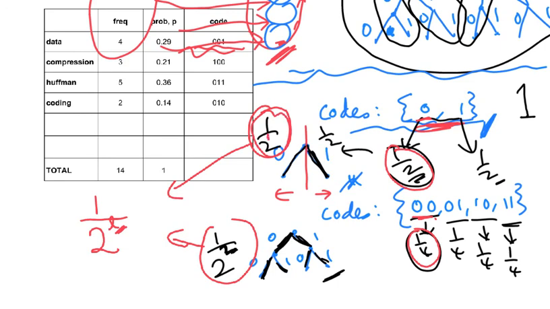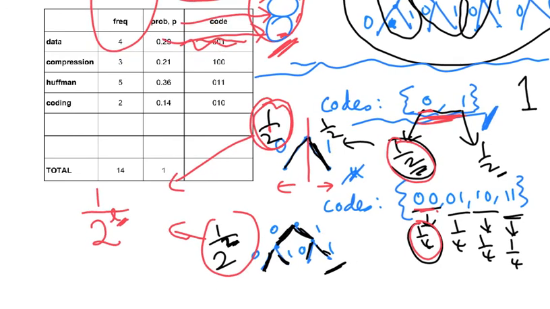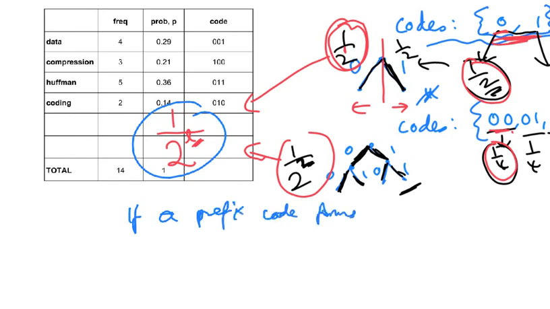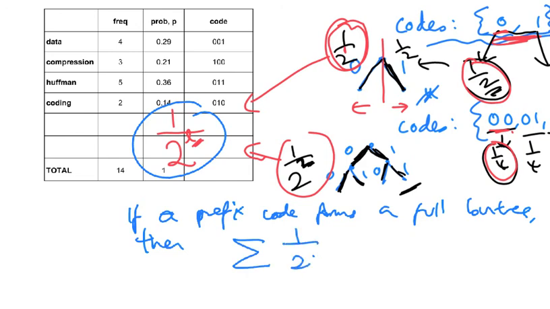And if I think of it that way, then what can I say? It means that if the prefix code forms a full binary tree, then the sum of this will be equal to 1. Let me write it here: if prefix code forms a full binary tree, then the sum of 1 over 2^L will be equal to 1. Does it make sense?